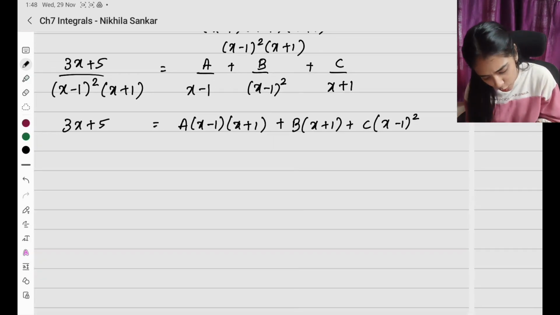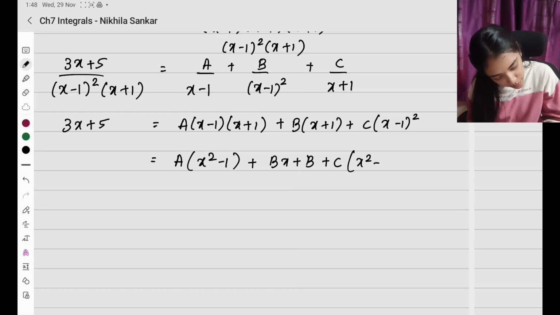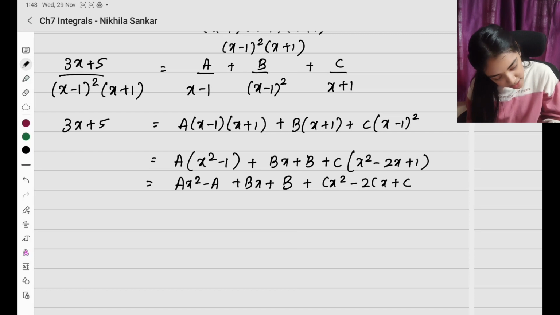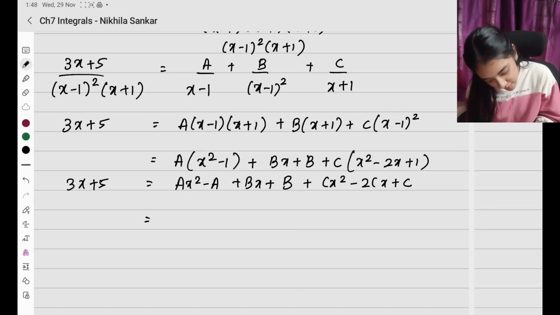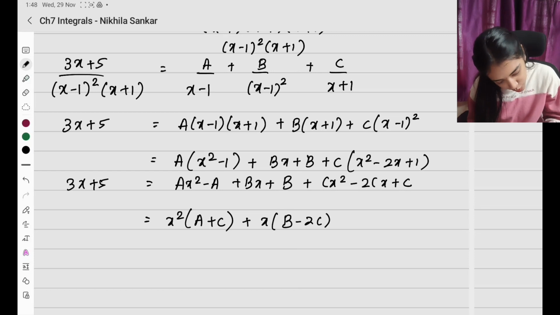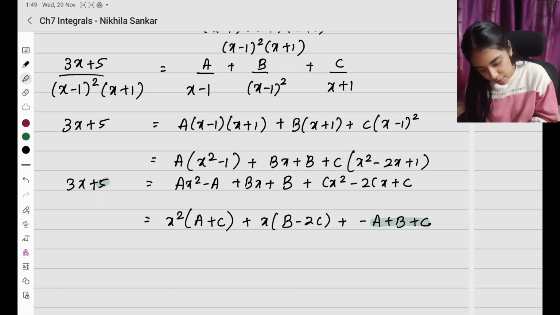Okay. So now when I open the brackets I have a times x plus 1 into x minus 1, so x square minus 1, plus when I open this, bx plus b, plus c times x minus 1 whole square. A square minus 2ab plus b square. When I open the brackets: ax square minus a plus bx plus b plus cx square minus 2cx plus c. So this is nothing but 3x plus 5. When I club the x square terms, I have a plus c. Clubbing the x terms, I have b minus 2c. Clubbing the constants, I have minus a plus b plus c. So in that, the constant 5 is going to be minus a plus b plus c.